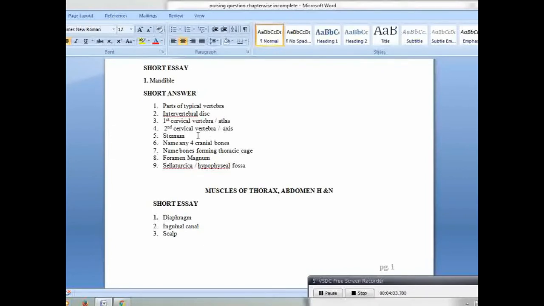Sternum, again you need to mention about different parts of the sternum like manubrium, body, and the xiphoid process of the sternum, and some muscles attached to the sternum.